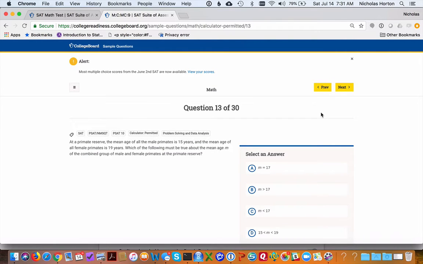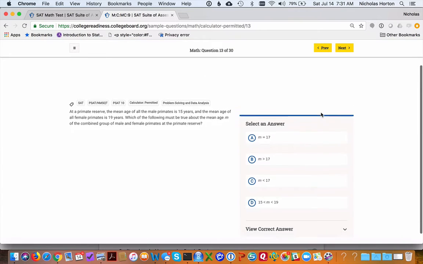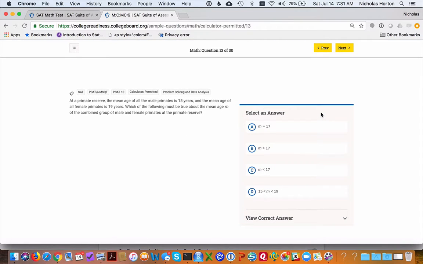Question 13 actually gives us kind of a neat question. If the mean age of the males is 15 and the mean age of the females is 19, what does that tell us about the overall mean? So it's thinking about properties of these summary statistics and subgroups.